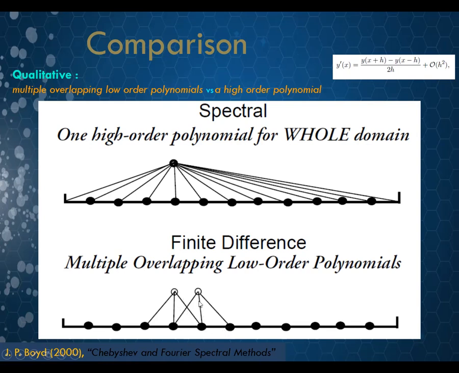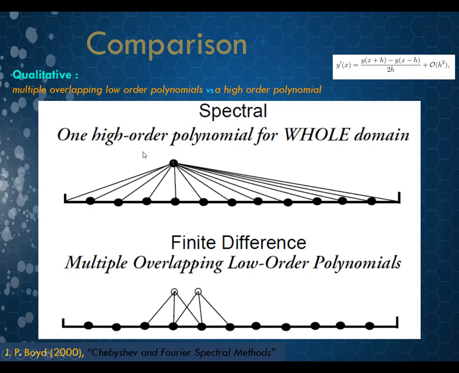So only 2 points contribute to computing the derivative value at this point. But in a spectral method, there is one high order polynomial for the whole domain, and to compute the derivative value at each point, all points contribute, and it is shown that the spectral method could be more accurate than finite difference qualitatively.